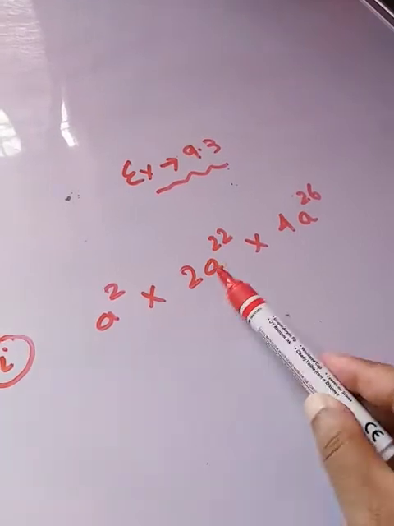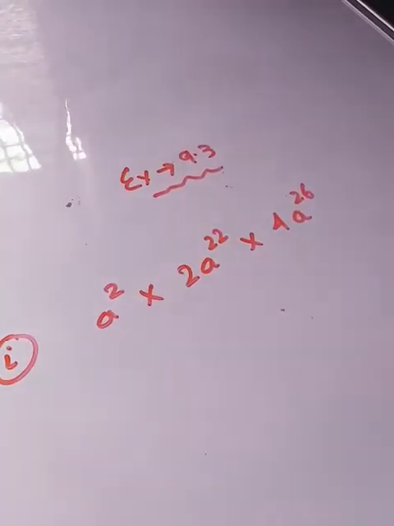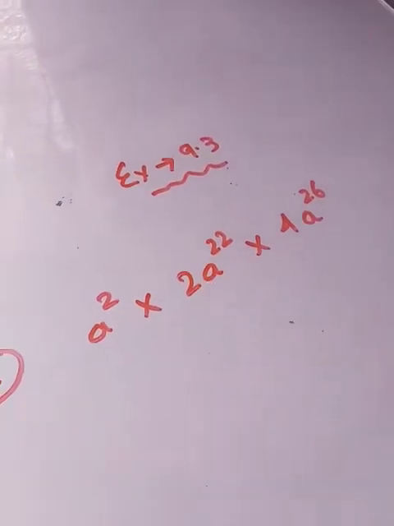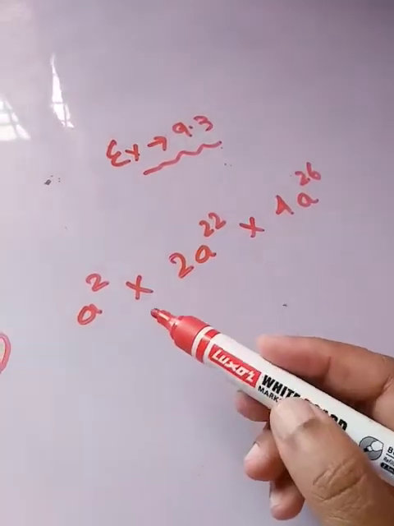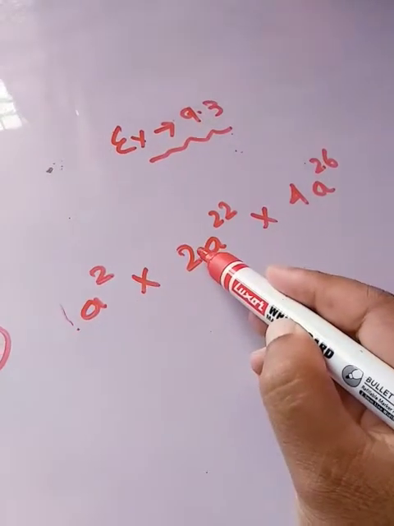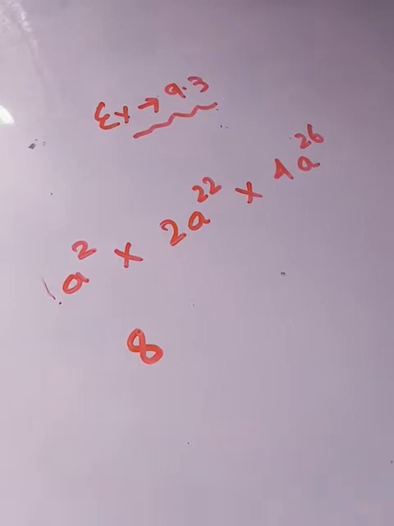So there are 3 terms. We'll follow the same rule, that is first sign, then number and then the variable. All the terms are carrying the plus sign, isn't it? So we'll not give any sign. Now we'll multiply the numbers. This particular term is carrying 1. So 1 into 2 is 2, 2 into 4 is 8. So the number part is finished.